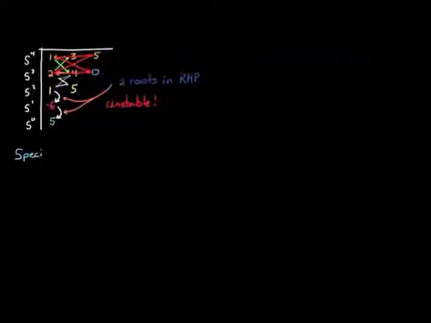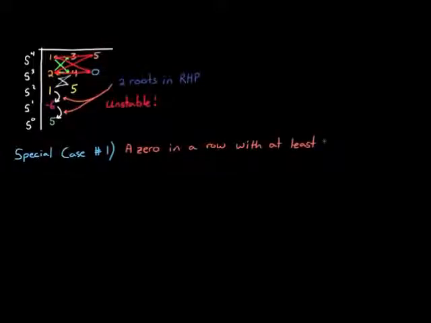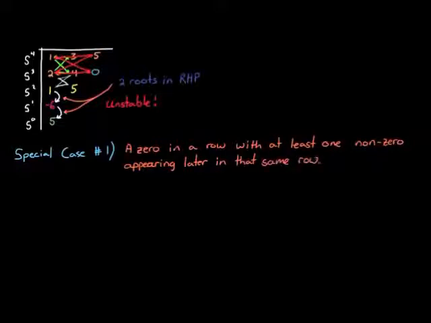Now let's get into the 2 special cases that I mentioned that you can come across when filling out a Routh array. The first case is when there is a 0 in a row with at least 1 non-zero element appearing later in that exact same row. Let me show you a few examples of what I mean by this.